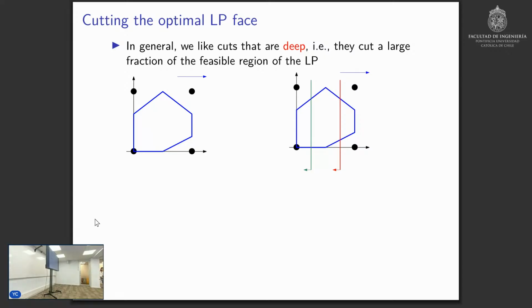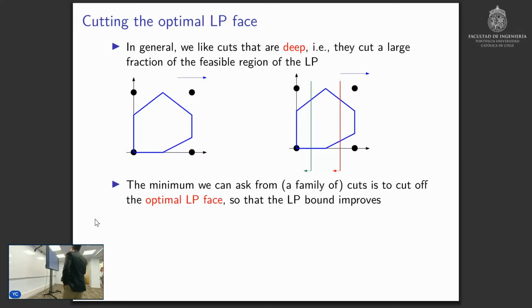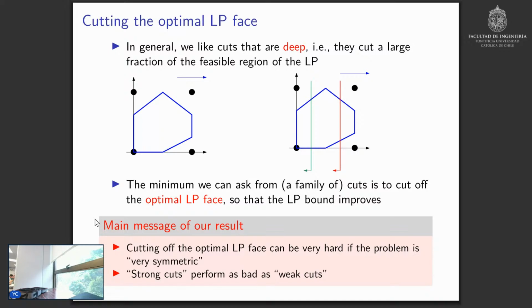So we want deep cuts, and that's basically something that we can ask for in classes of cuts: that at least they cut off the optimal LP face if it's fractional. And so that's the main message of our result, that cutting off the optimal LP face can be very hard if the problem is very symmetric. That's one of the main takeaways of this talk. And that strong cuts perform as badly as weak cuts. So we'll see a class of relaxations that are different in general. They provide different LP relaxations, but if our instance is very symmetric, at the end of the day, they are basically the same. They have the same strength.